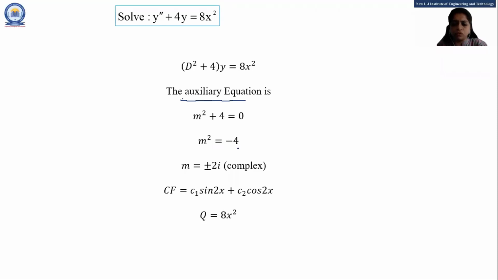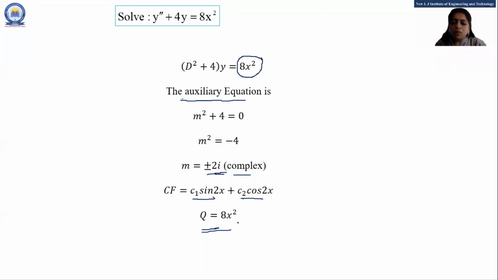So m square is equal to minus 4. If we take square root both the sides, square root of m square is m and square root of 4 is plus or minus 2 and square root of minus 1 is i. So our roots are complex. And as our roots are complex, our complementary function is c1 sin 2x plus c2 cos 2x. So one part is complete, that is the complementary function. Now for the particular integral, listen carefully. Let's start with Q. Q means what? Our given differential equation's right hand side. So our Q is 8x square.